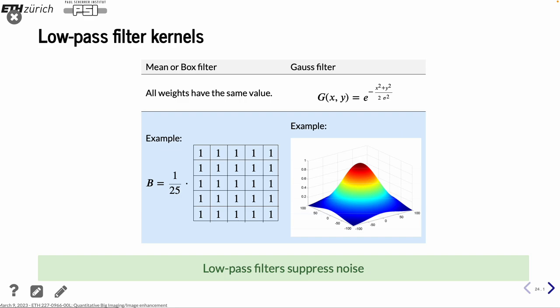Another very popular kernel is the Gauss filter. It has a maximum value and then it tapers off, so it focuses on central information around the central pixel when you do the convolution.